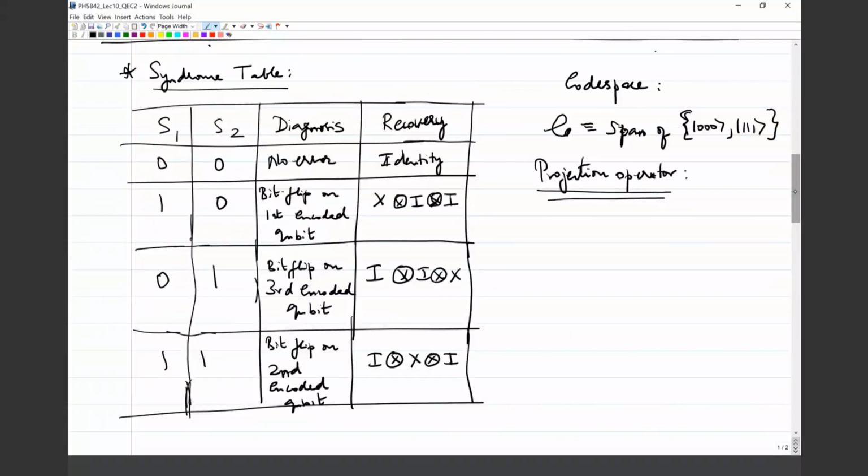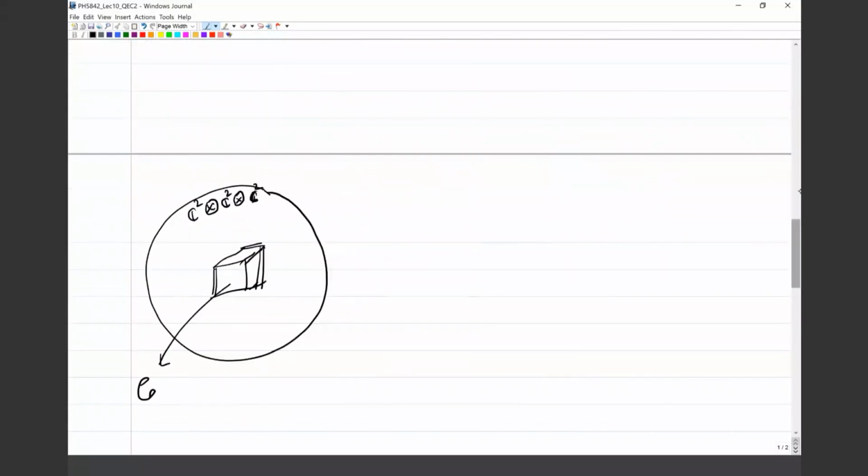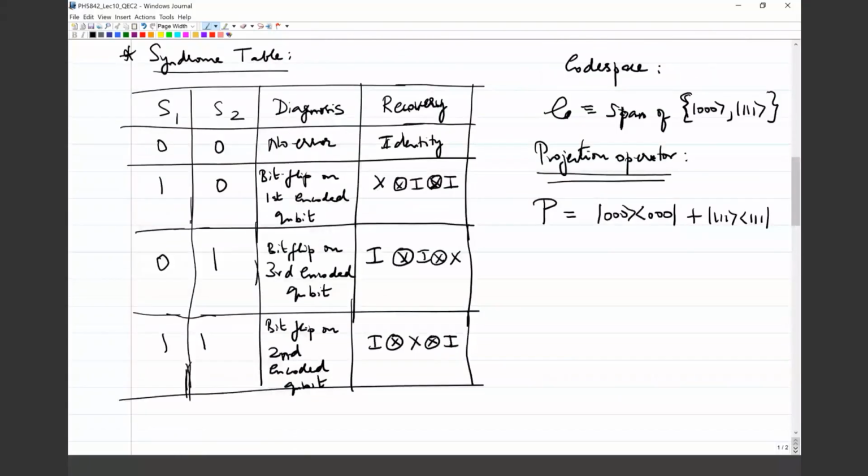I'll call this P. This is nothing but a projection on the code space 0 and the code space 1. So this is the logical 0 in the code space. This is the logical 1 in the code space. Just like how a projector onto the single qubit space, your regular C2, is just identity on C2. That's just |0><0| plus |1><1|.